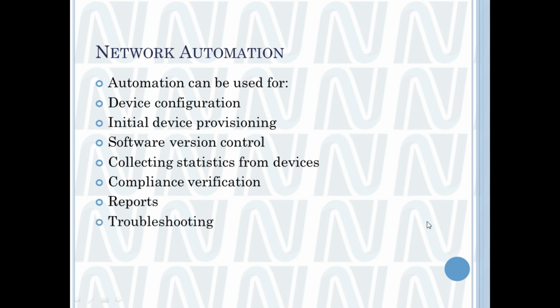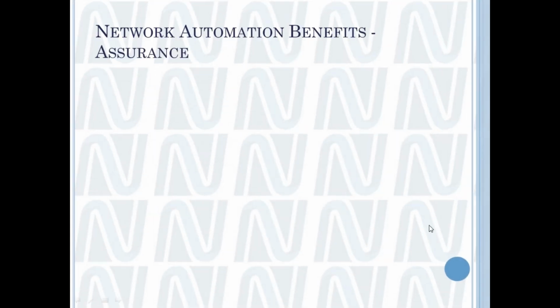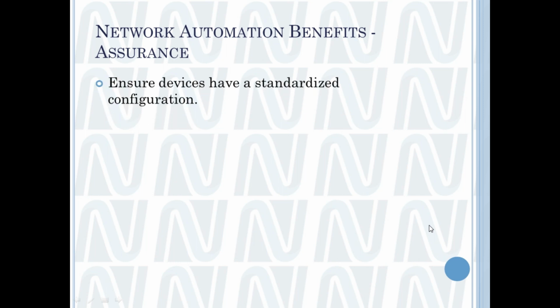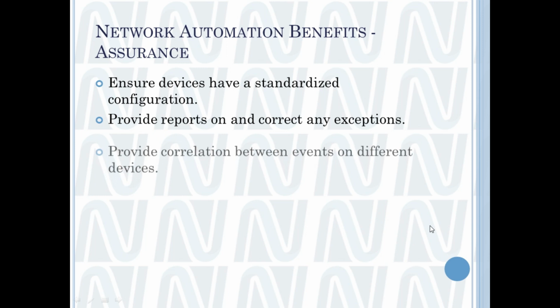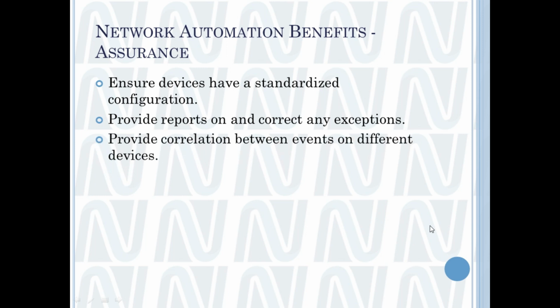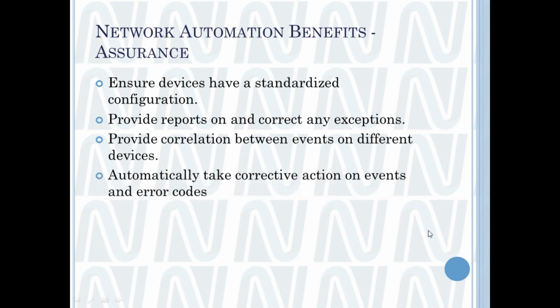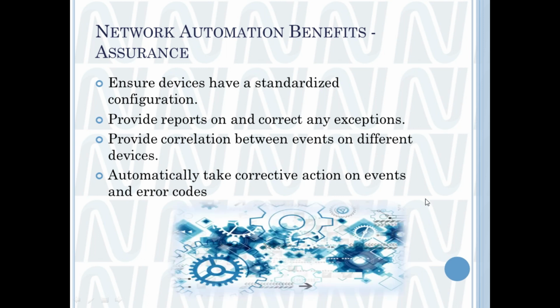We can say the benefit, or the assurance, from network automation is that we can have standardized configuration. We can have correct reports without any exceptions. We can build correlation between the events and the different devices. And automatically, if there is some kind of audit issue, again I suggest you check my videos. If there is some missing configuration, Python will configure it automatically. So we are going beyond manual configuration to Python configuration.